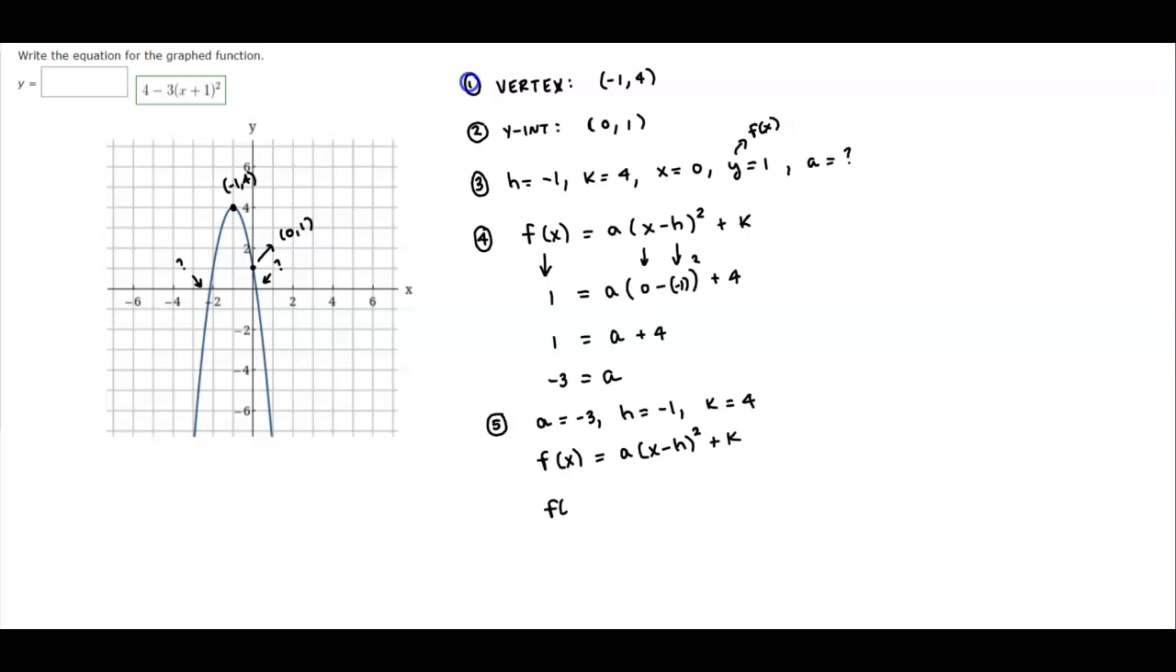So we have f of x, which is equal to a, we know is 1, times x, excuse me, not 1, it is -3, times x minus -1, and then squared, and then plus 4. And so therefore we end up getting the function -3 times x plus 1 squared plus 4. And therefore, that is the equation that is graphed.